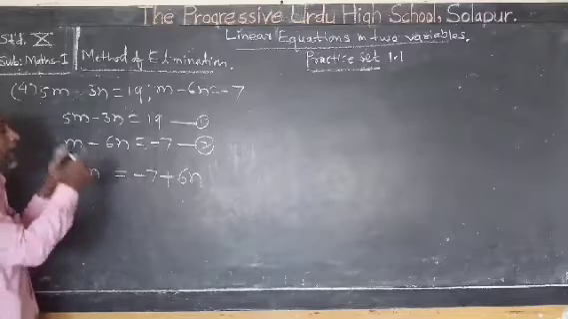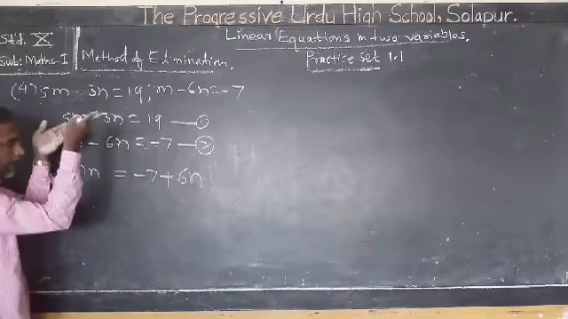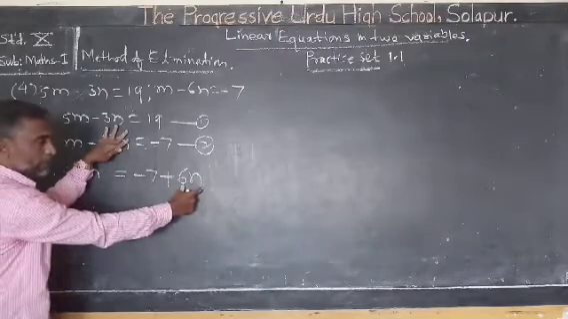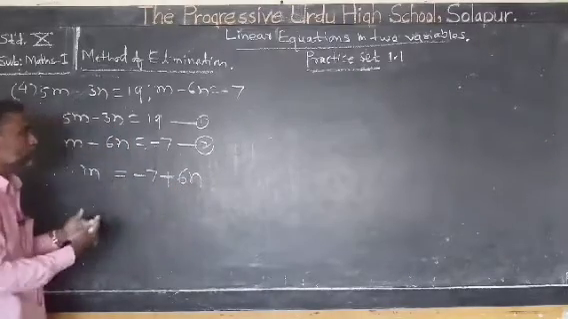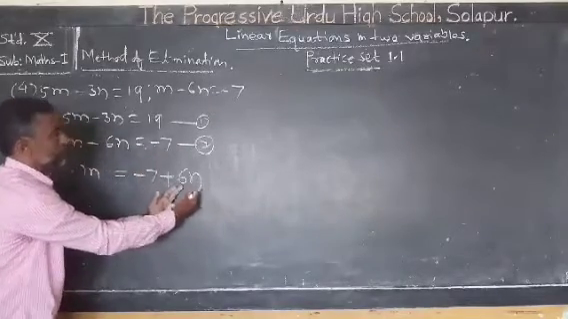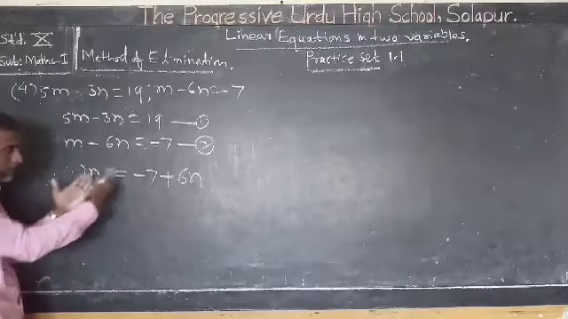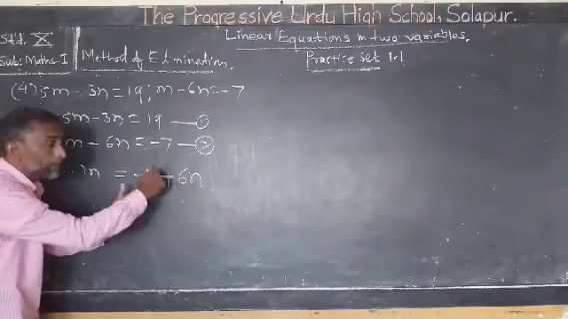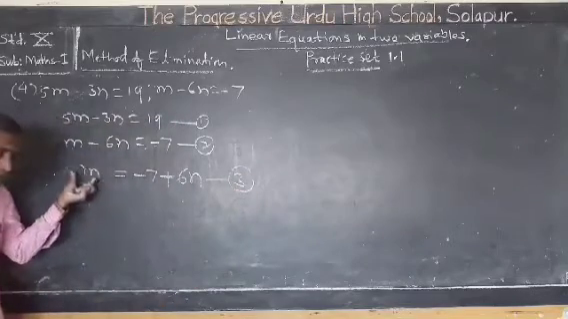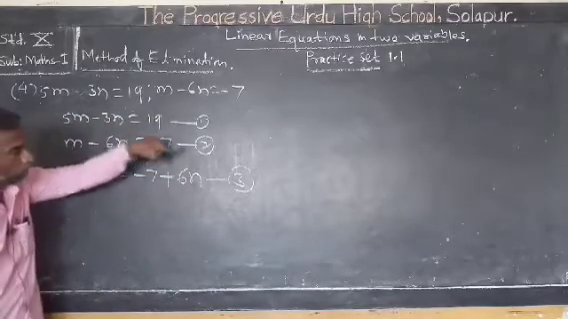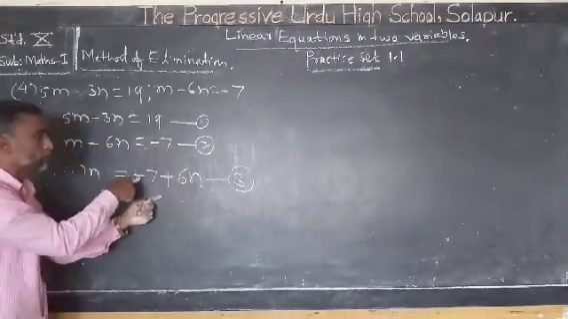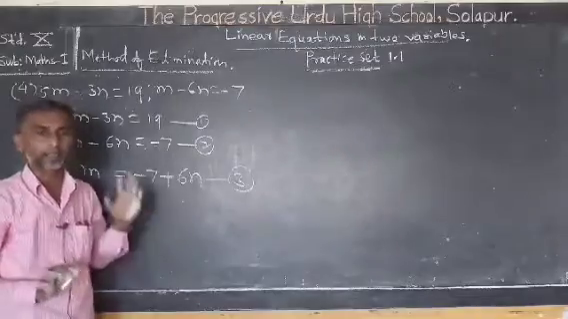Actually what we have done is adding 6n to both sides. After adding 6n, it will become 0. We should add 6n to the right hand side also. In other words, take this minus 6n to right hand side, it will become plus 6n, minus 7 as it is. So m is equal to minus 7 plus 6n, equation number 3. This is the value of the variable m in terms of n.